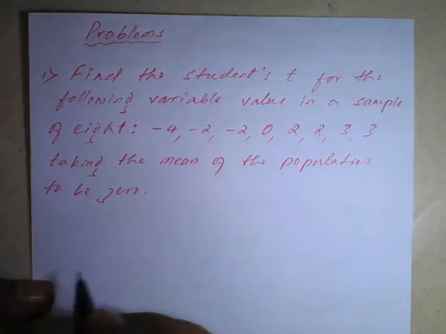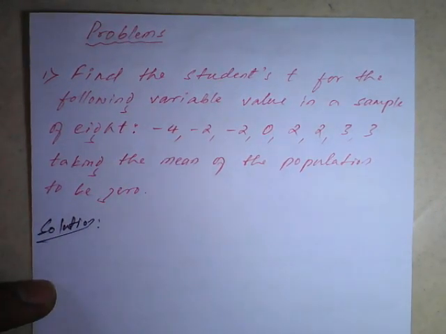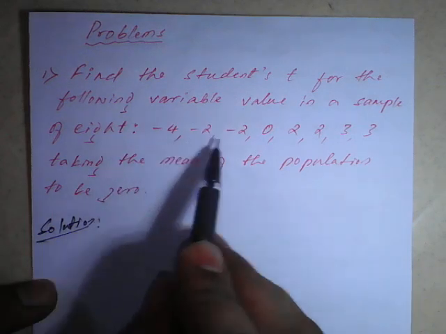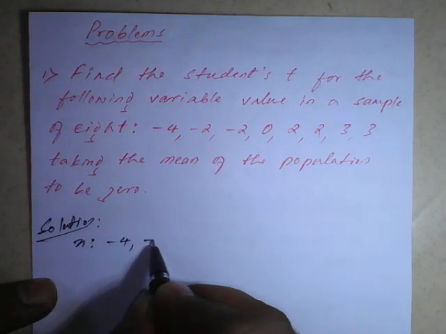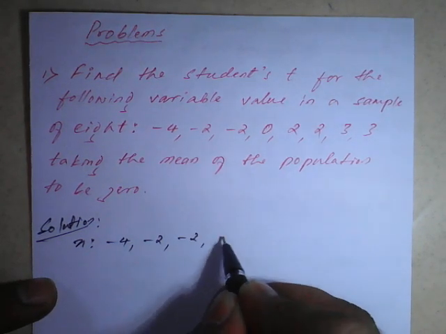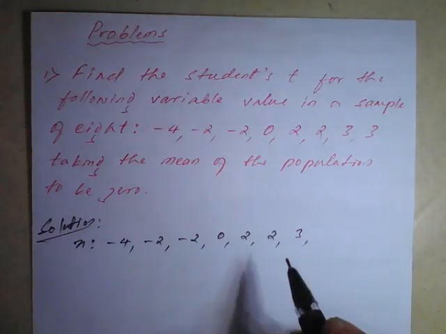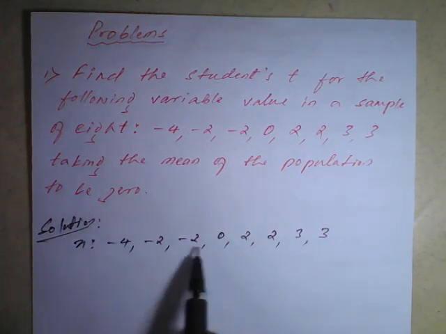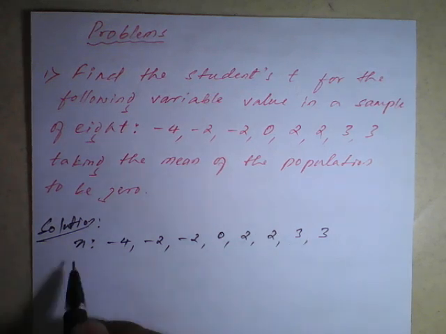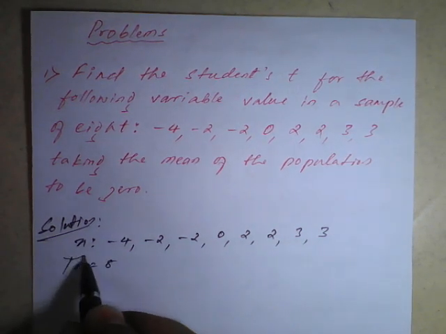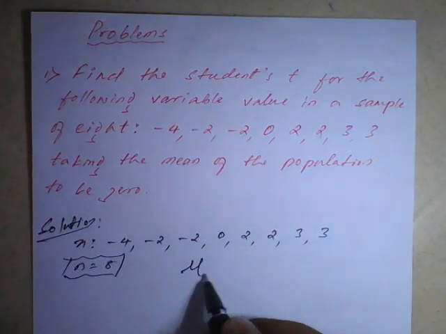So, solution. These are the values of x: -4, -2, -2, 0, 2, 2, 3, 3. You count them: 1, 2, 3, 4, 5, 6, 7, 8. So n value is 8. And they have said the mean of the population will be 0, that is mu is equal to 0.